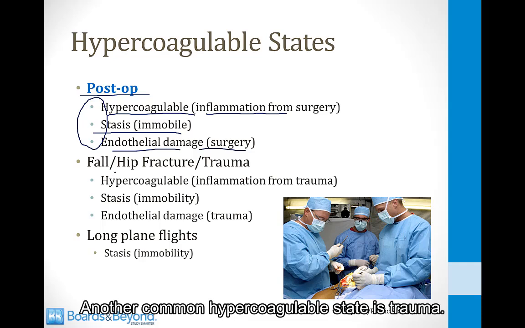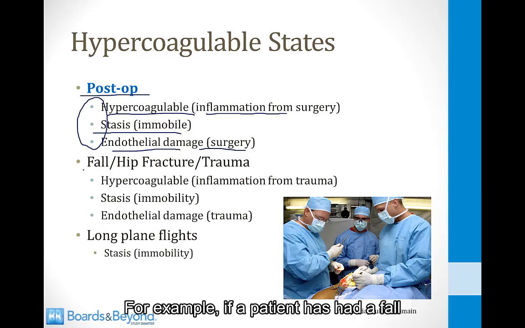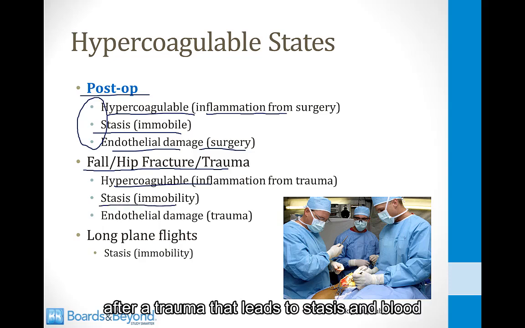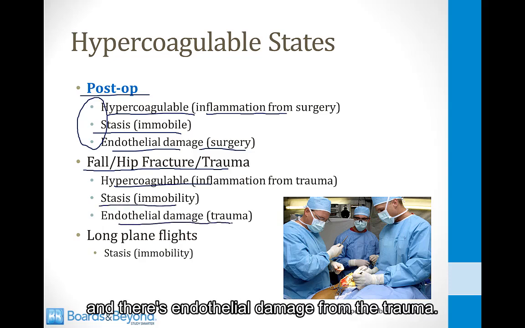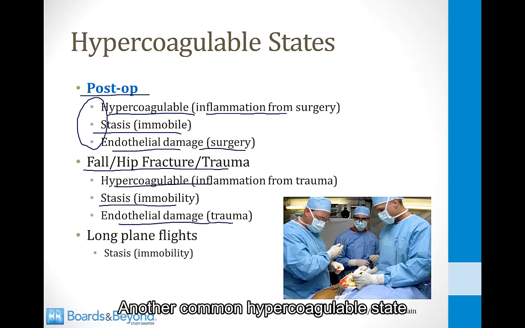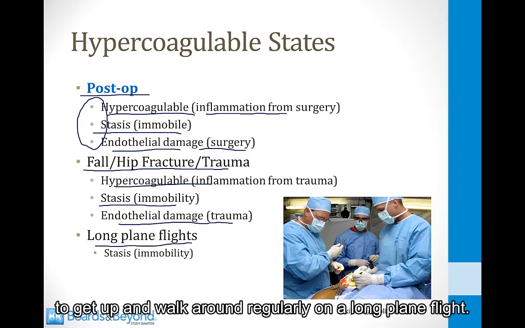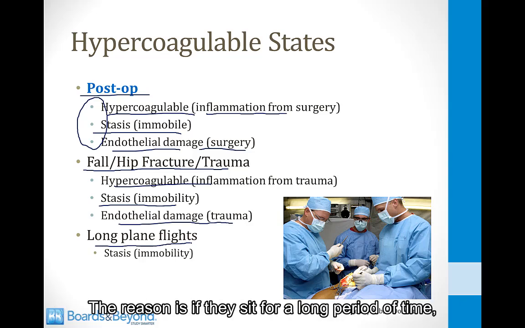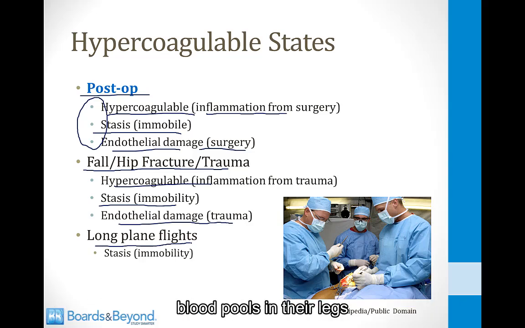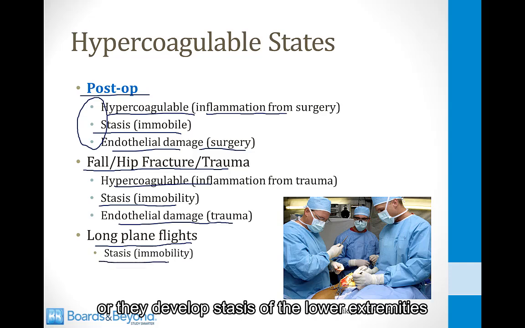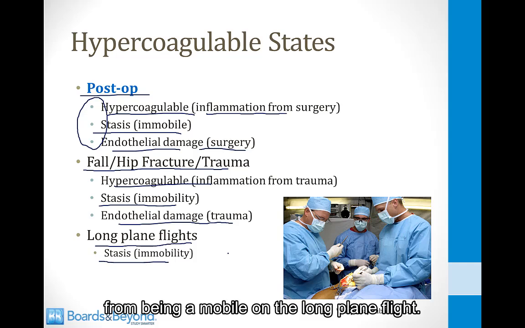Another common hypercoagulable state is trauma. For example, if a patient has had a fall or developed a hip fracture, they're hypercoagulable again from inflammation. Once again, they're usually immobile after a trauma, and that leads to stasis of blood, and there's endothelial damage from the trauma. Another common hypercoagulable state is a long plane flight. Patients are often advised to get up and walk around regularly on a long plane flight. The reason is if they sit for a long period of time, blood pools in their legs, and this can lead to deep vein thrombosis, and this is because the blood becomes static or they develop stasis of the lower extremities from being immobile in the long plane flight.